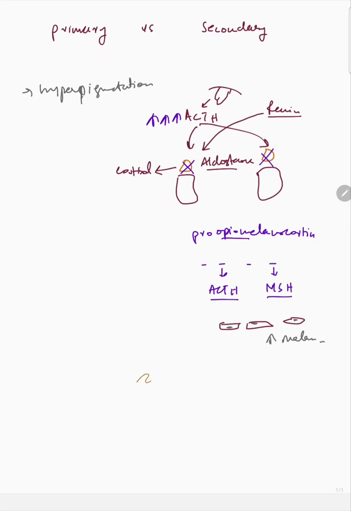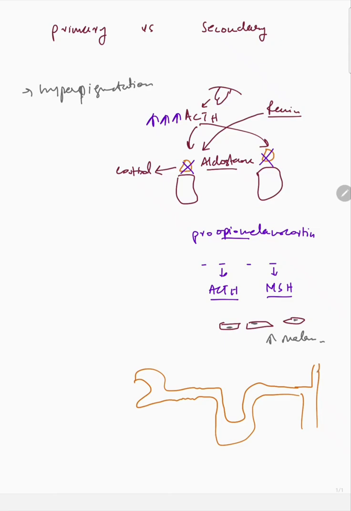Aldosterone acts in the kidneys, on the nephron, in the distal tubule and the collecting ducts, on the alpha intercalated cells and the principal cells. What it does is increase excretion of potassium, increase excretion of acid or protons, and also increase reabsorption of sodium.